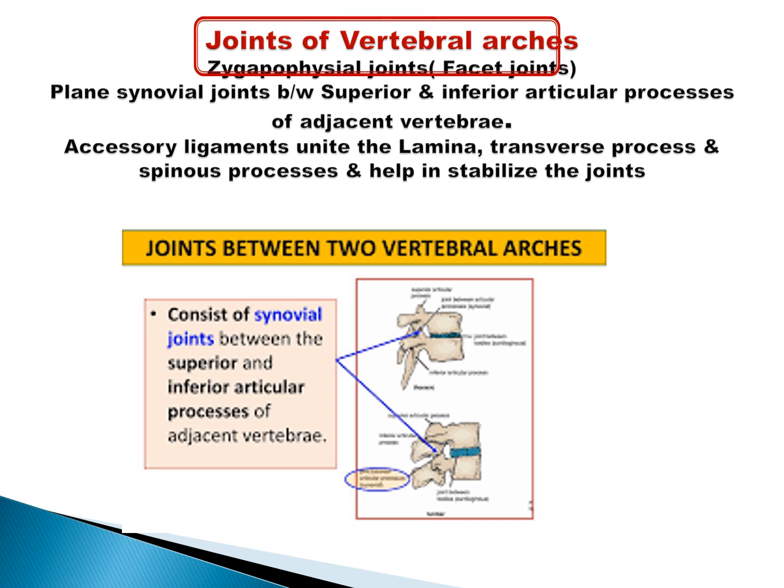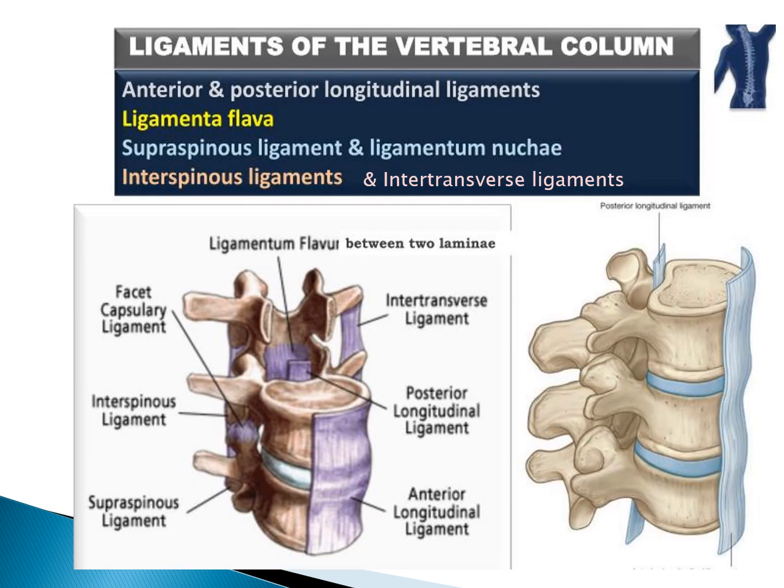Accessory ligaments unite the laminae, transverse processes, spinous processes and stabilize the joints. All these are joints between the facets, superior and inferior synovial joints.